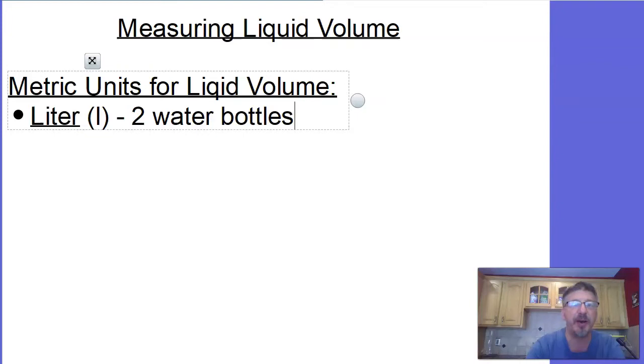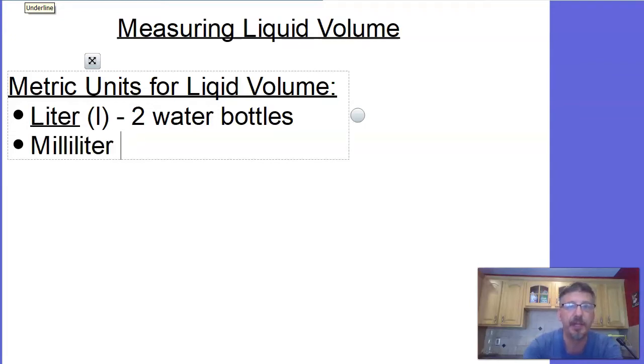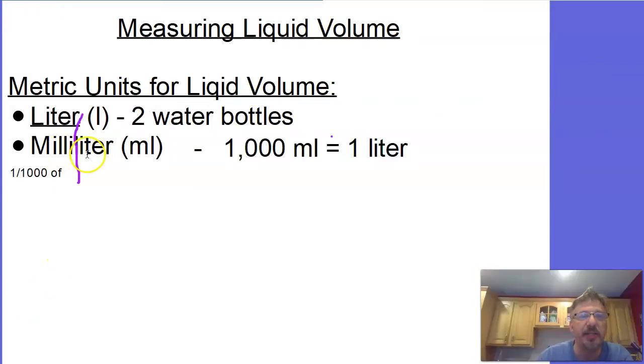Now, just like when we talked about grams and milligrams and kilograms, well, liters work the same way. We're going to put a prefix in front of liter to make it smaller. So the next one is, what is it? You guessed it, the milliliter. And the abbreviation for milliliter is mL, small m, capital L. Okay, so the smallest is the milliliter, which is 1/1000th of a liter.